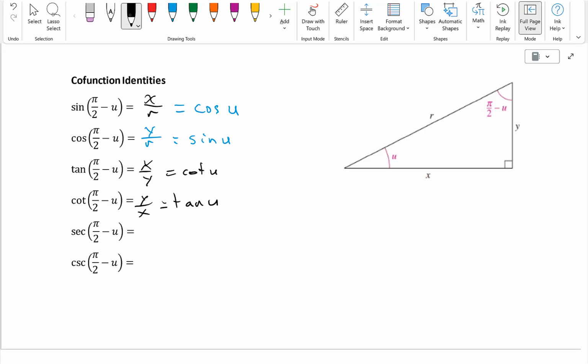And the same thing for the last two cofunctions. Secant of pi over 2 minus u is equal to cosecant of u. And cosecant of pi over 2 minus u is the same as secant of u. So we're looking at just those other two angles in that right triangle. They together add to 90. We'll have these nice cofunction identities that come from them.